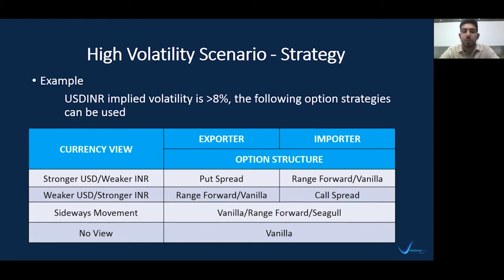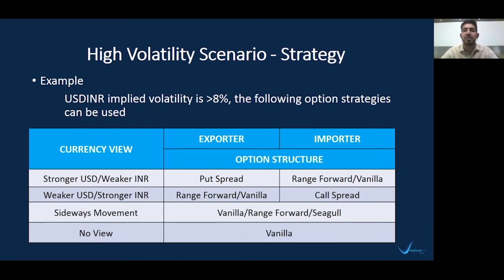Seagull is basically a put spread plus sell call for an exporter, or it's a call spread plus sell put for an importer. Now in this case, the key difference is Seagull offers a wider currency protection than a range forward, and it costs cheaper since I'm selling two options and I'm buying just one option.